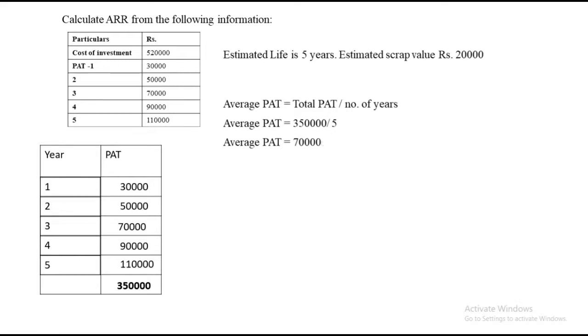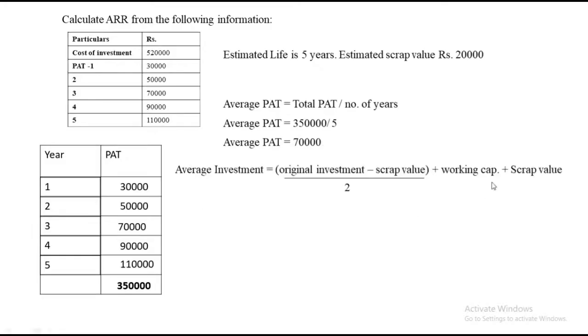Next, we need to find average investment. Formula is original investment minus scrap value, divided by 2, plus working capital, plus scrap value. The original investment is 5,20,000, that's the cost of investment. Scrap value is 20,000, there is no working capital given in the sum. So when you substitute, this is how it should look: 5,20,000 minus 20,000 upon 2, whatever answer you get, plus 0 plus 20,000, that is the scrap value. Once you subtract, divide and add, the value that you should get is 2,70,000 rupees. That's the average investment.